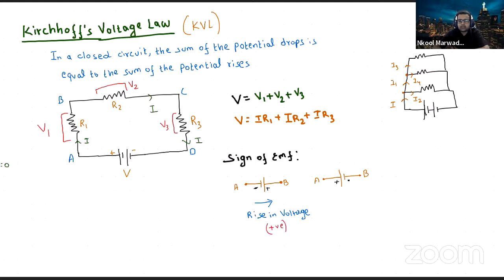But in the second scenario, plus to minus. Plus to minus means decrease in voltage, fall in voltage. I will say fall in voltage. And fall in voltage means I have to take negative. When I will be writing the equations, I will be taking the voltage as negative. This is the sign convention for the EMF.